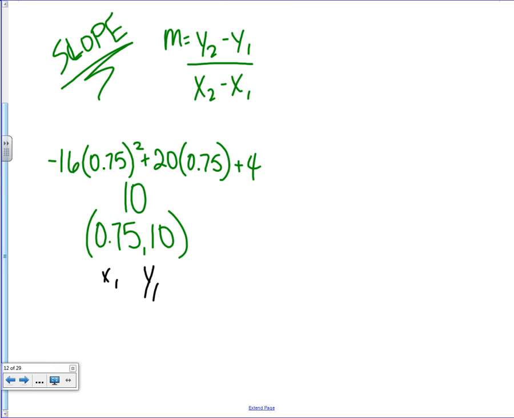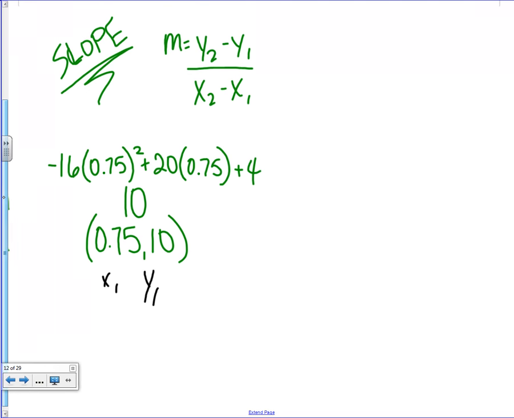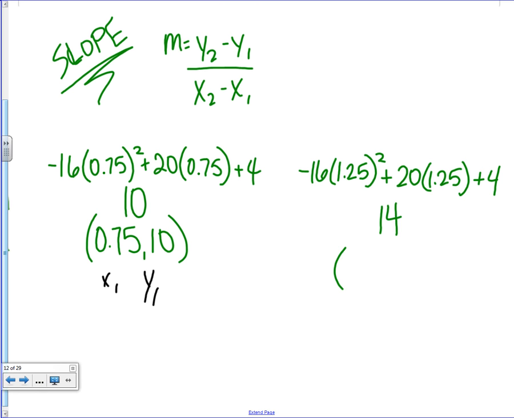Now I have to go back up and plug in the other set of seconds they gave me, which is 1.25. So we're plugging this in for t because they told me it was seconds. Type that into your calculator, and you should get 14. So that means the point looks like that, and this will be my x2 and my y2.